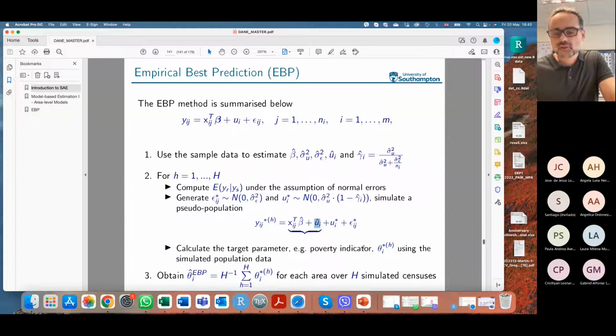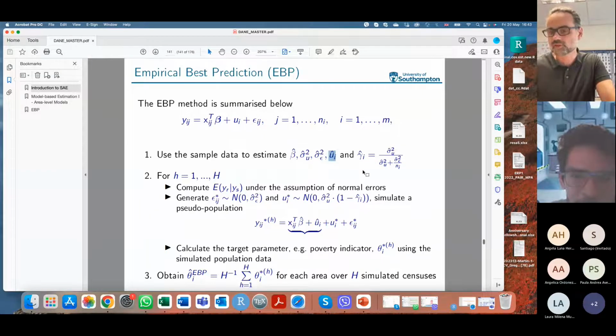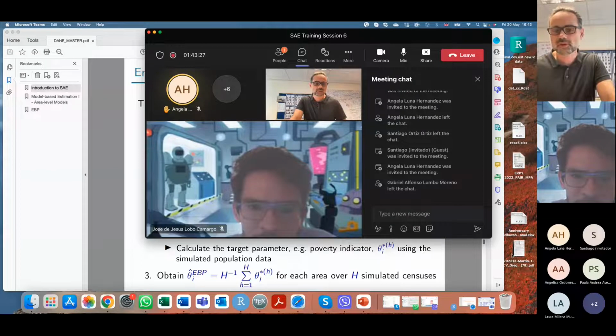Yes. This U hat is basically the U hat that you estimate by fitting the model to your survey data. So you have data, the survey data, okay? You fit your model to the survey data, and you get your U hat. That's the U hat from the original data, using the original data. That's where you get it from.